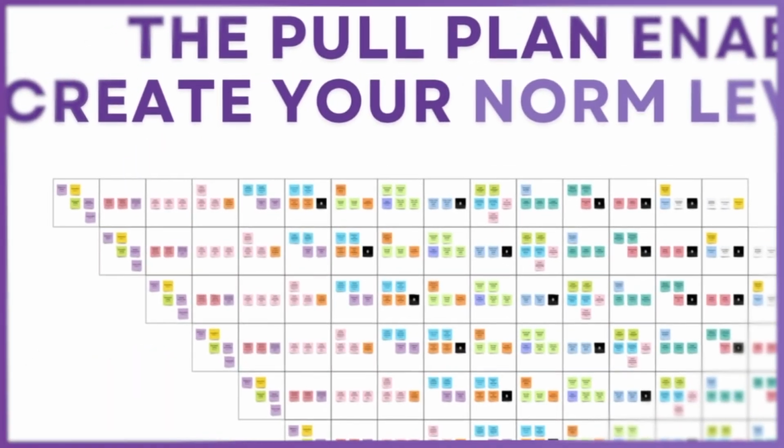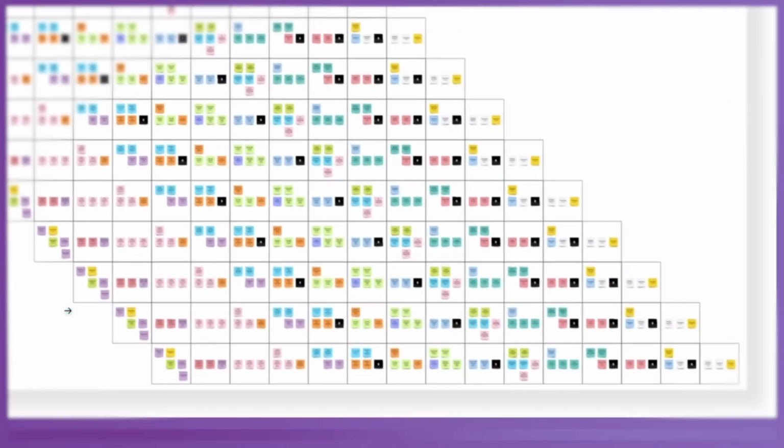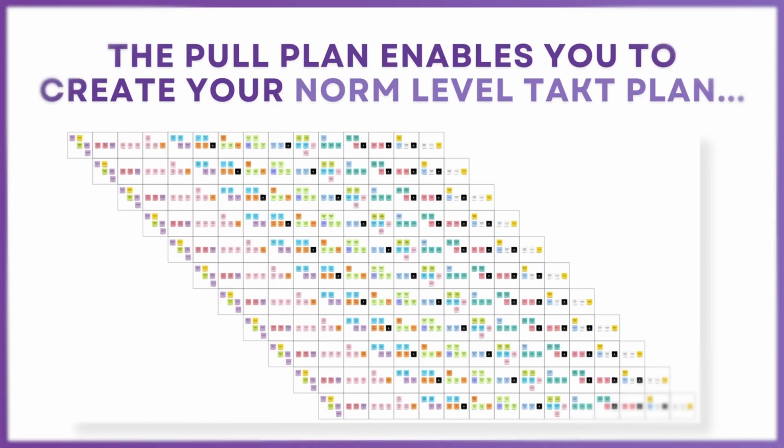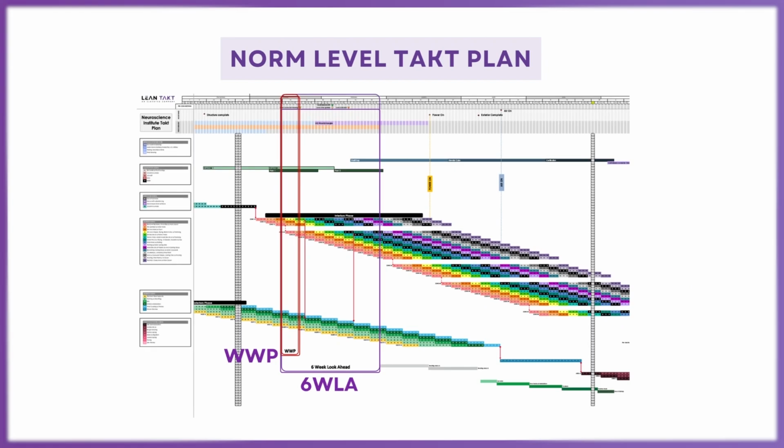The key here is to be able to compare each of your zones and to see if you have flow. And the bottom line is a takt plan is nothing more than multiple pull plans stacked on top of each other according to zone. And a pull plan is nothing more than a single zone in a takt plan. They are interchangeable. And so that's what I want this industry to understand, because that enables us to have flow and to create our norm level production plan, which is what we need to execute work in the field.